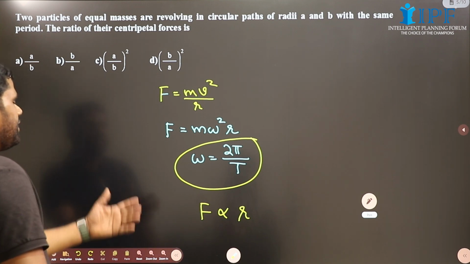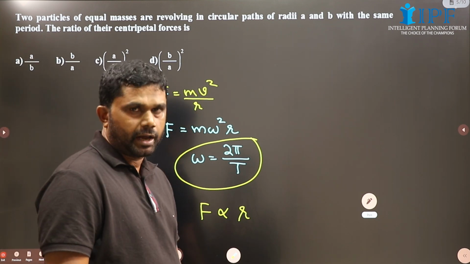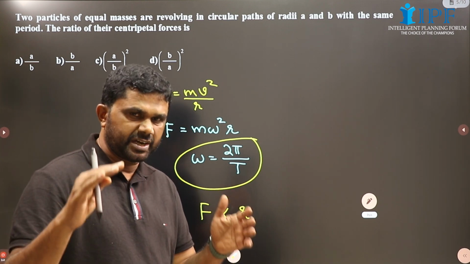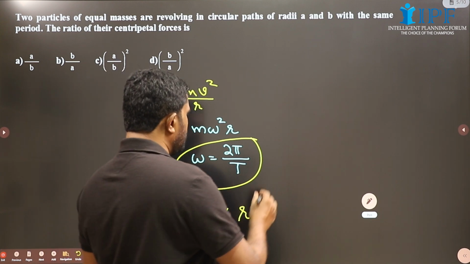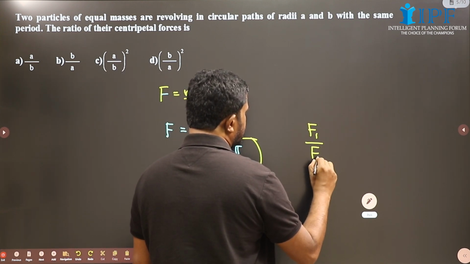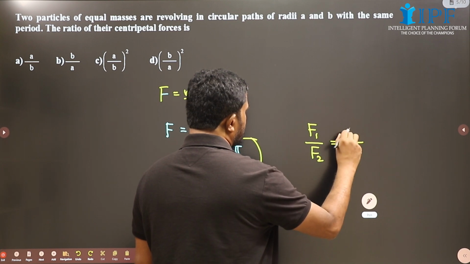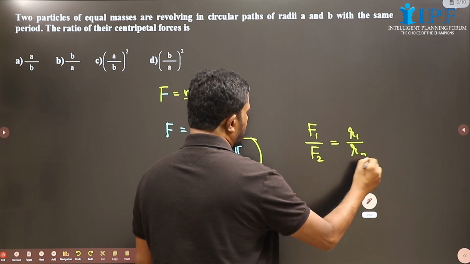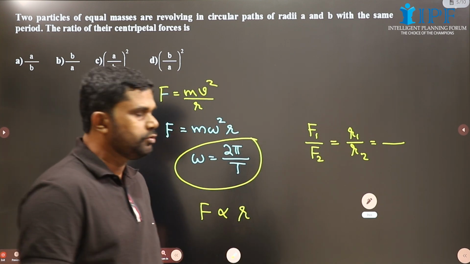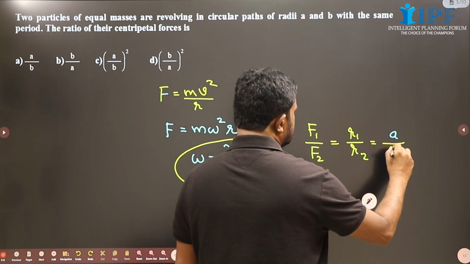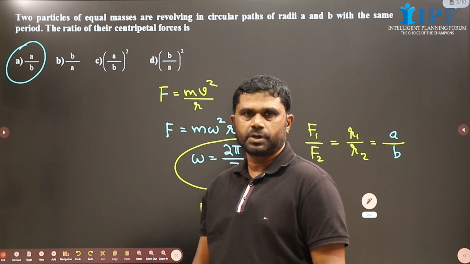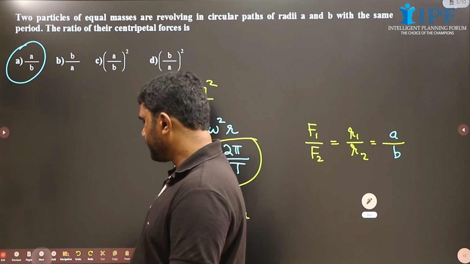So F is directly proportional to r. We have to find the ratio of the centripetal forces for the two bodies. So let's see, F1 divided by F2. As here it is directly proportional, this ratio must be R1 over R2. But here the radii are given not as R1 and R2, but A and B. So this is A over B. So this must be the correct option, A by B. Okay. Now let's see what we have next.